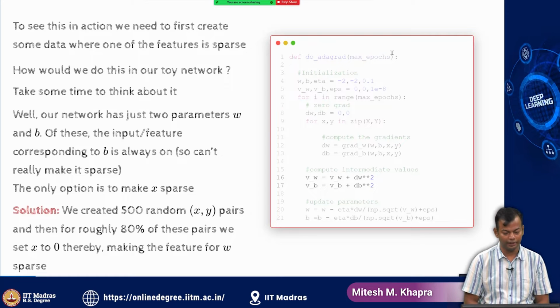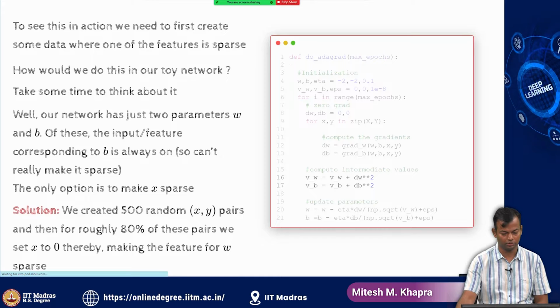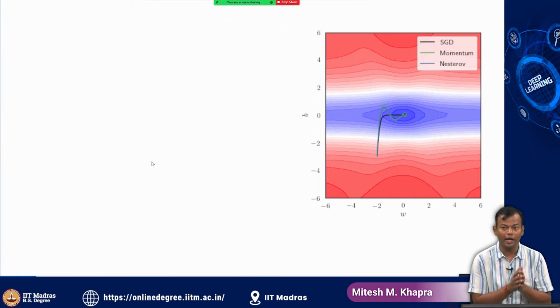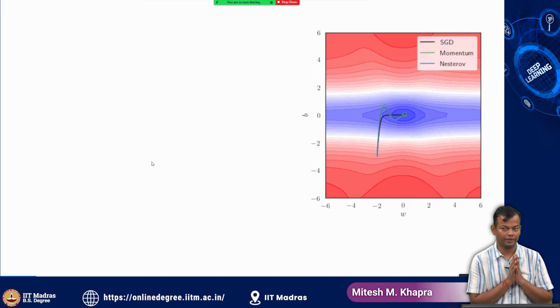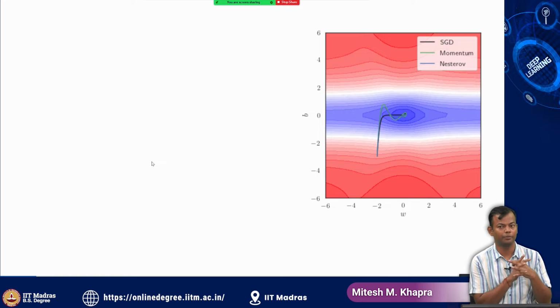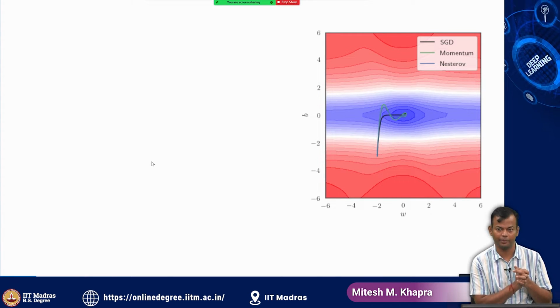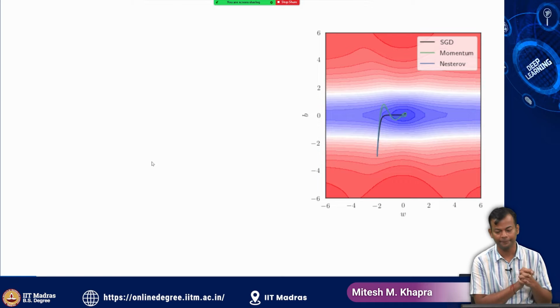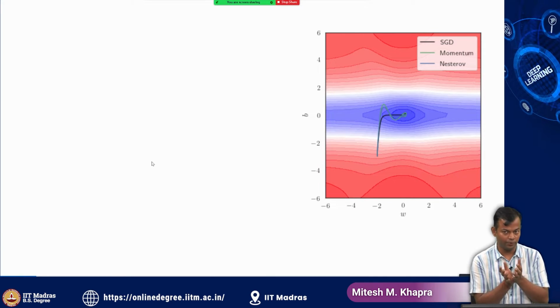And then I took that data and ran gradient descent, momentum based gradient descent, and Nesterov accelerated gradient descent algorithm on that, using that data. The loss surface was something like this, right?